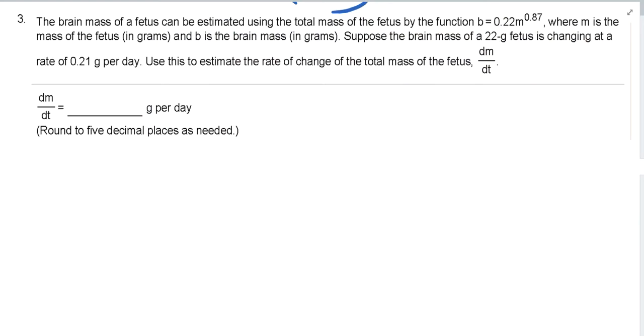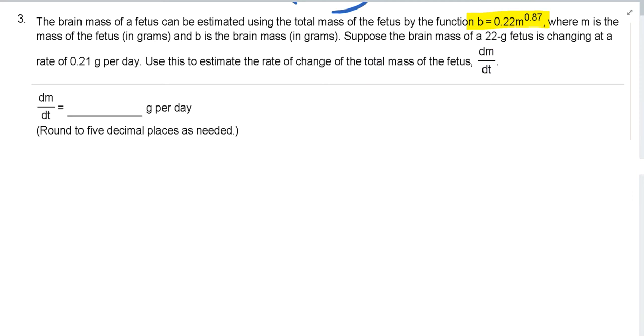Okay, number 3. The brain mass of a fetus can be estimated using the total mass of the fetus by the function. It gives us this function here, where m is the mass of the fetus in grams and b is the brain mass. So you're talking about the mass of the fetus and the brain mass, and how are those connected? Suppose the brain mass of a 22-gram fetus is changing at a rate of 0.21 grams per day. Use this to estimate the rate of change of the total mass of the fetus, dm/dt.